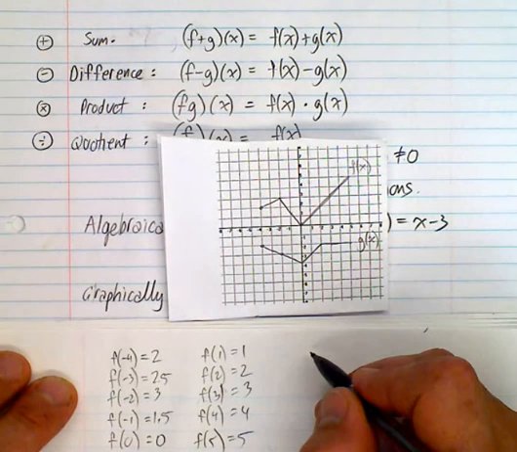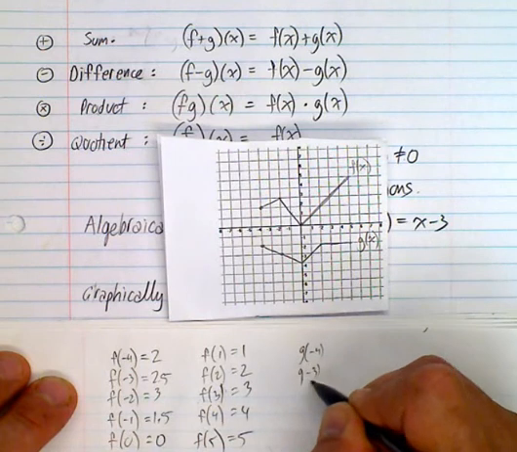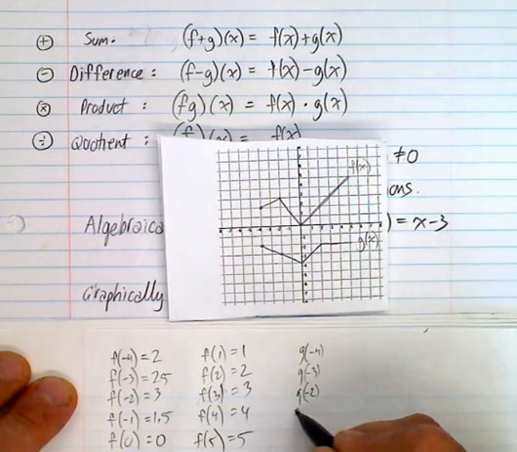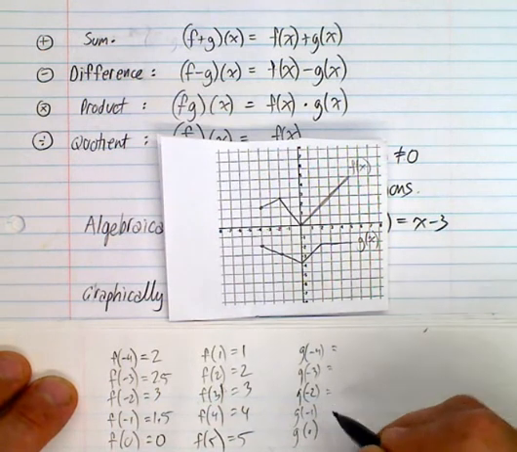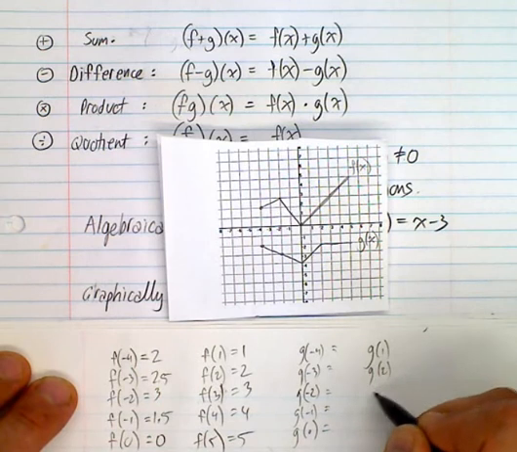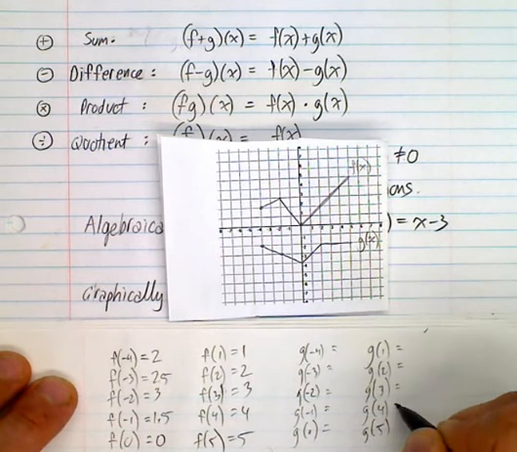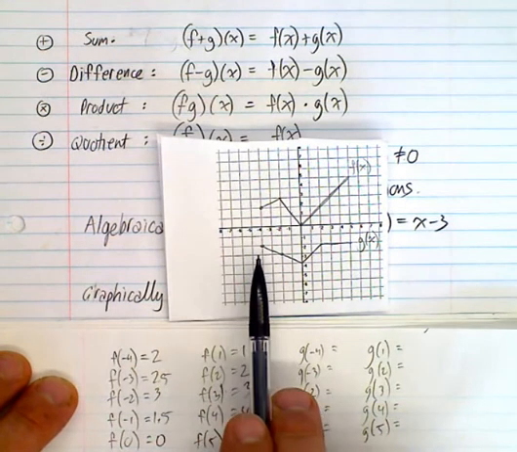Let's do the same thing for the g function. g of negative 4, g of negative 3, g of negative 2, g of negative 1, g of 0, all the way down here. And then we go g of 1, g of 2, g of 3, g of 4, and g of 5, all the way down here. So now we've got all the g's covered from negative 4 to 5.